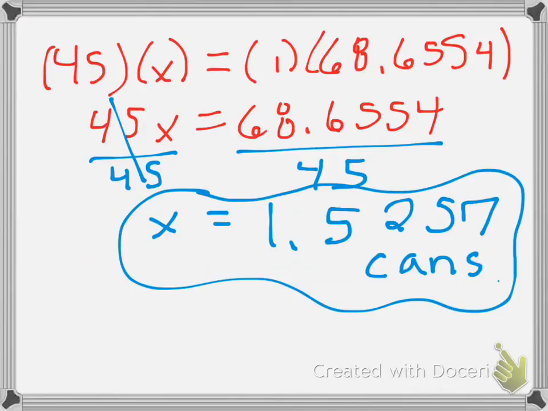Well, guess what? You got to leave some room for error, and they're not going to let you buy 0.5 of a can of paint. So therefore, you have to buy 2 cans of paint.